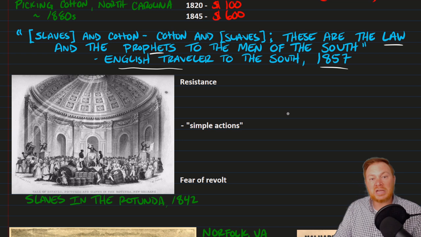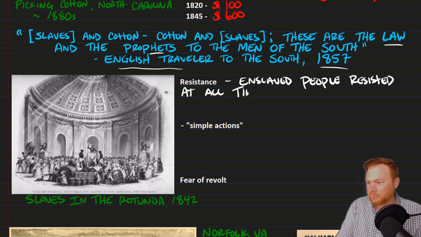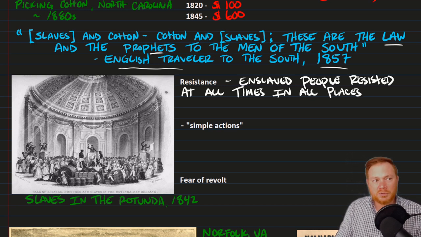Now, one thing that remained the same with the transition to cotton was the ways in which enslaved people resisted their condition. An important thing to note about resistance is that enslaved people resisted at all times, in all places. So just the fact that more people were now enslaved didn't change anything about the way that people resisted it. Just because slavery was now in Arkansas and Louisiana and Texas, and it hadn't been there 30 years earlier, didn't change that either.